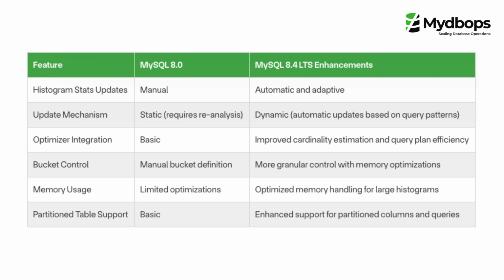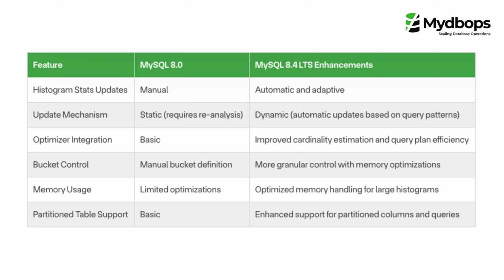Okay, the docs also mention granular bucket control and memory optimization. Can you break those down for us? Sure. So imagine a histogram as a set of buckets, each holding a range of values. The more buckets you have, the more accurate the histogram, but it also takes up more memory. Makes sense. 8.4 gives you finer control over how many buckets you use. So you can optimize for your specific data and queries. So it's about finding that sweet spot between accuracy and efficiency.